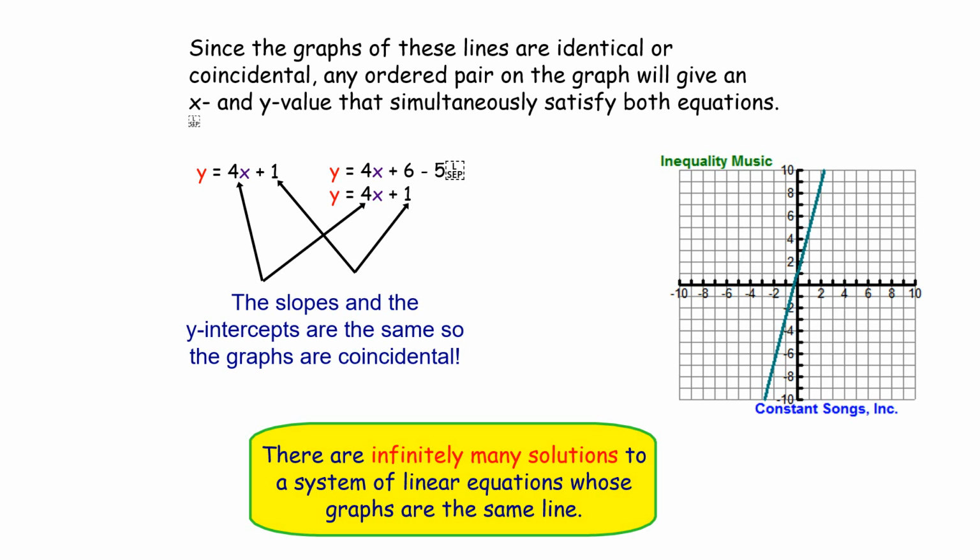meaning that you have infinitely many solutions to a system of linear equations whose graphs are the same line. Okay, yes, it will be written as infinitely many solutions, not all real numbers. Okay, when we talk about systems of equations, it will be listed as infinitely many solutions. Okay, it means that every single point is a solution.